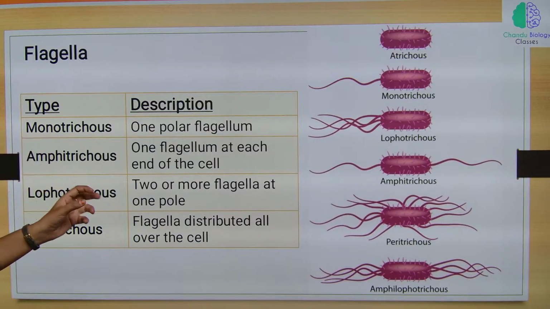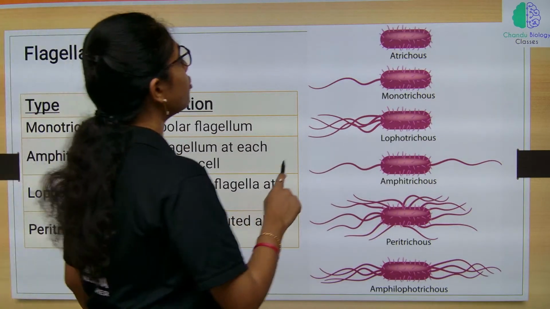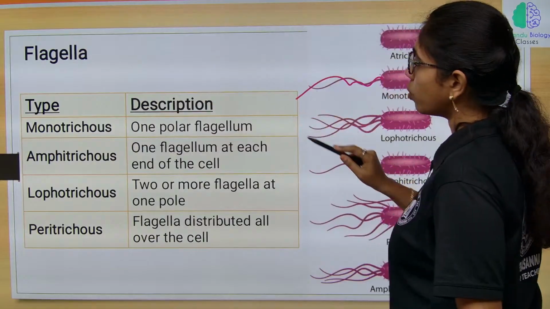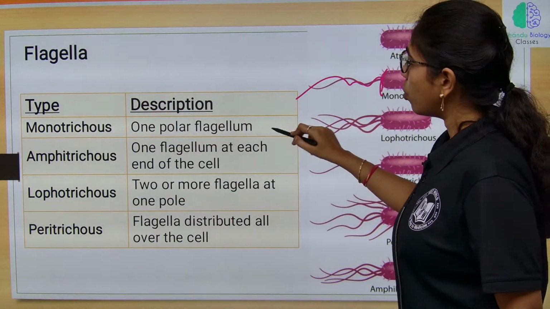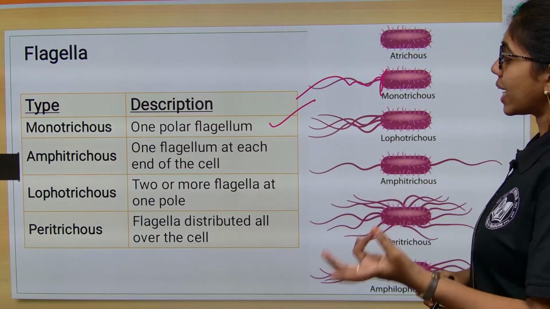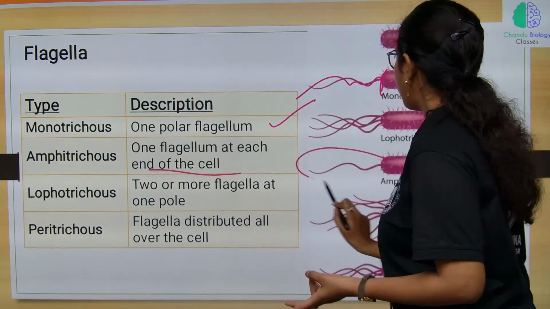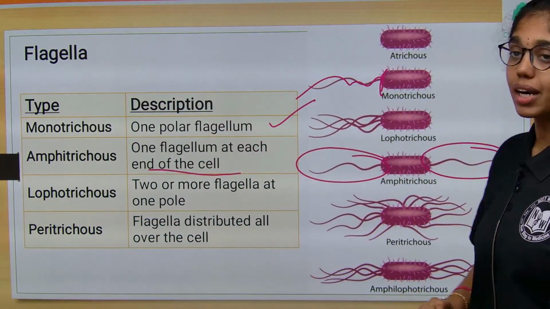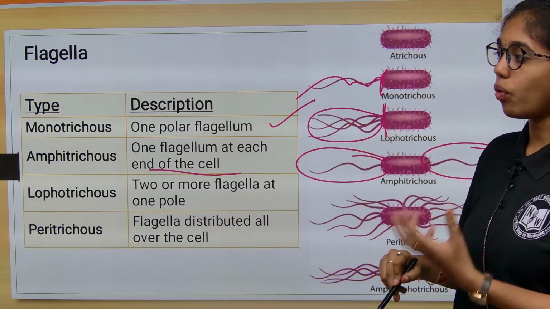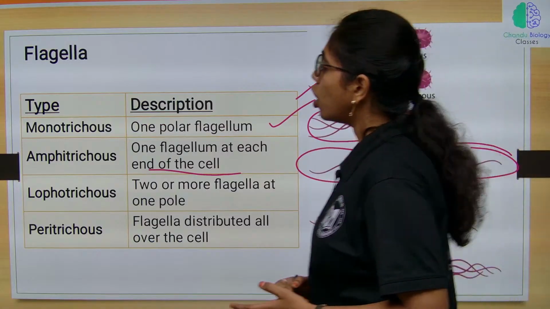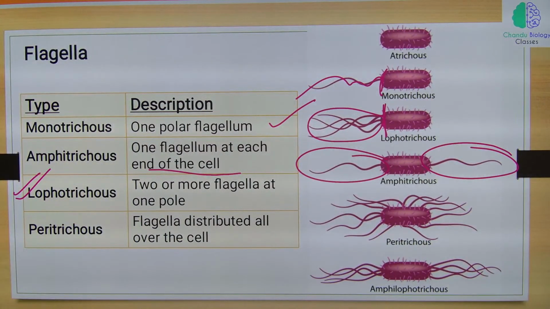Based on the flagella, we have different terminology. If the bacteria has only one flagellum at one end, this is called monotrichous, one polar flagellum. Second is amphitrichous. If there is one flagellum at each end, that is called amphitrichous. If a bunch of flagella is present at one end, then it is called lophotrichous. A bunch of flagella at one end, that is lophotrichous.